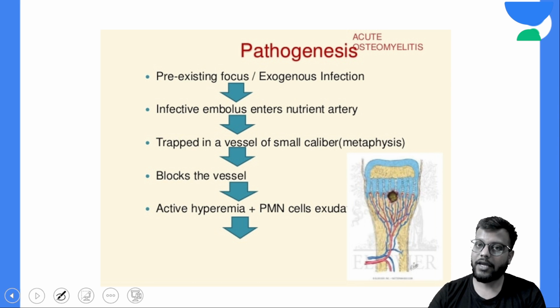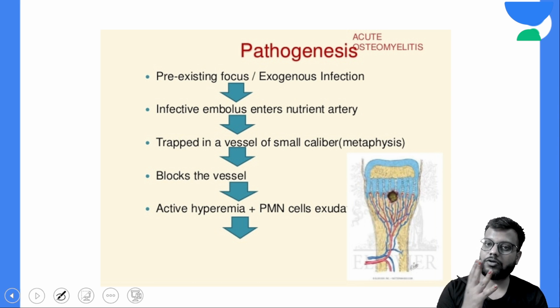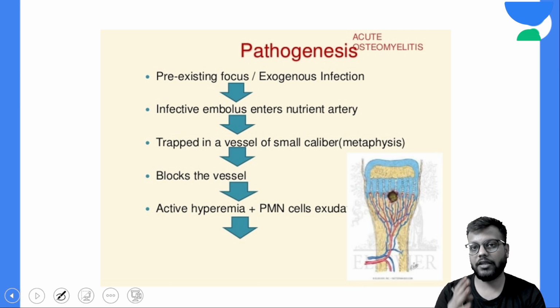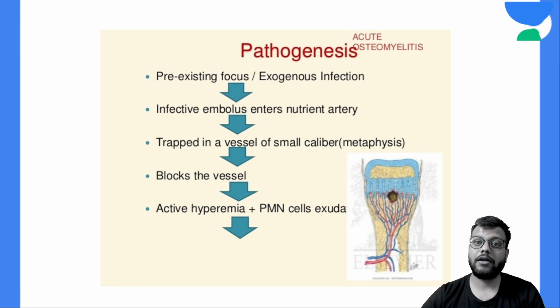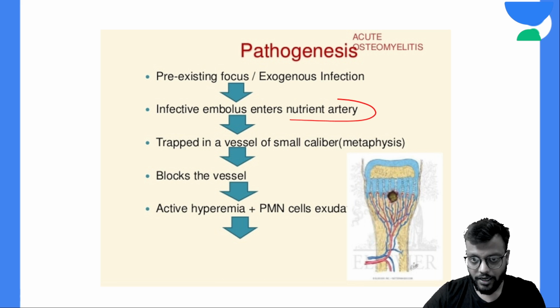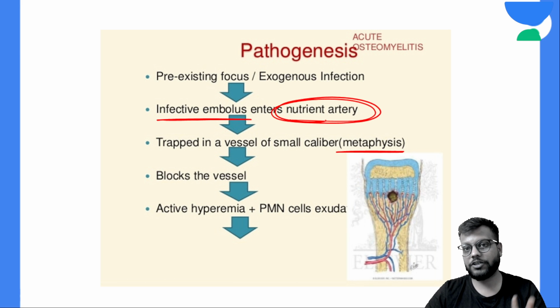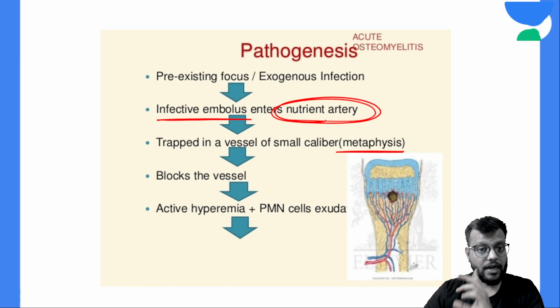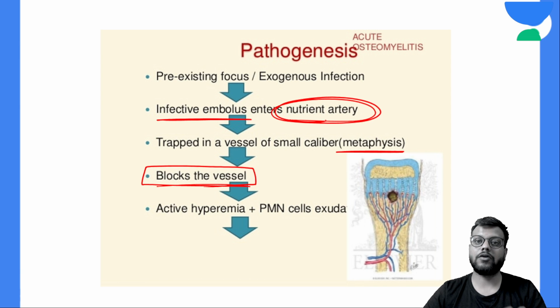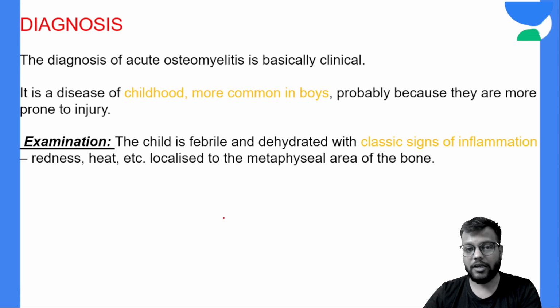So due to any infection, be it the primary cause or the secondary cause, it will invade the vessels and the bloodstream, and it will enter the bone through the nutrient artery in the form of a pyogenic emboli. And in the metaphysis, due to the sluggish flow, it will accumulate there, and it will block the vessels, which will cause the pus formation and the other signs of inflammation.